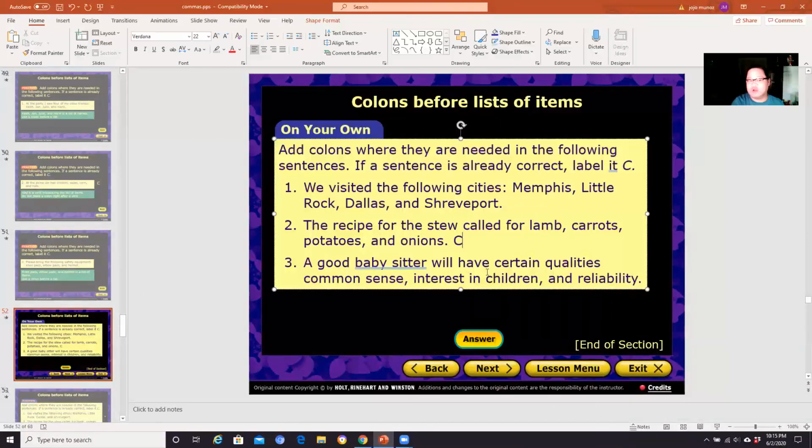Okay? Now, a babysitter will have certain qualities. Okay, now, do we need a colon here or not? The last word is "qualities." The word "qualities" is not a verb. It's not a preposition, so therefore we need it. Certain qualities: common sense, interest in children, and reliability.